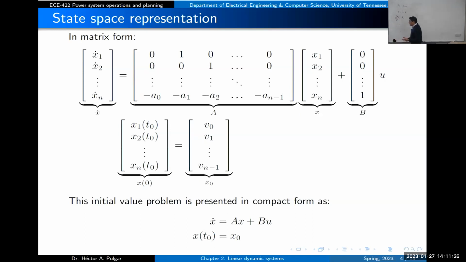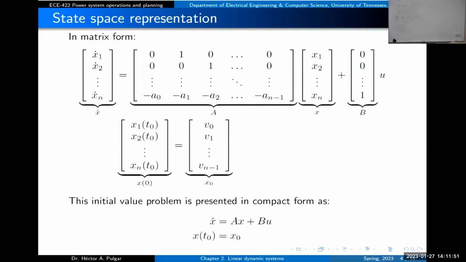So what we obtain finally is a system that is one single equation, but with high order, and we transform that into a set of n linear equations, which is going to be much simpler to solve. That's the idea.